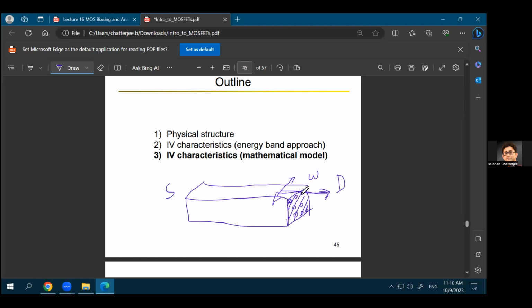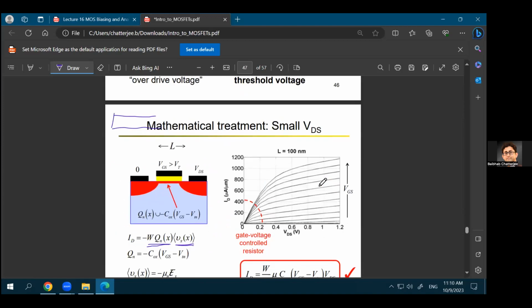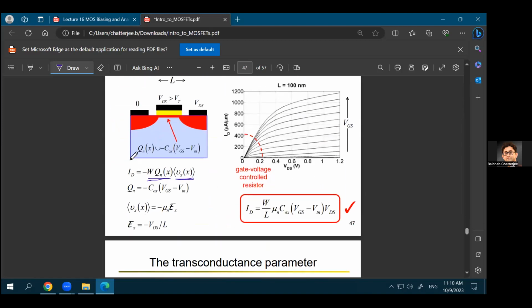The current will be proportional to that velocity. The current will also be proportional to the width of the bar. If the width is more, the current will be more. If the velocity is more, the current will be more. So your total amount of current will be the channel charge multiplied with the width multiplied with the velocity of the electron. You already know what would be the total amount of charge, and you will know what would be the velocity of the electrons.